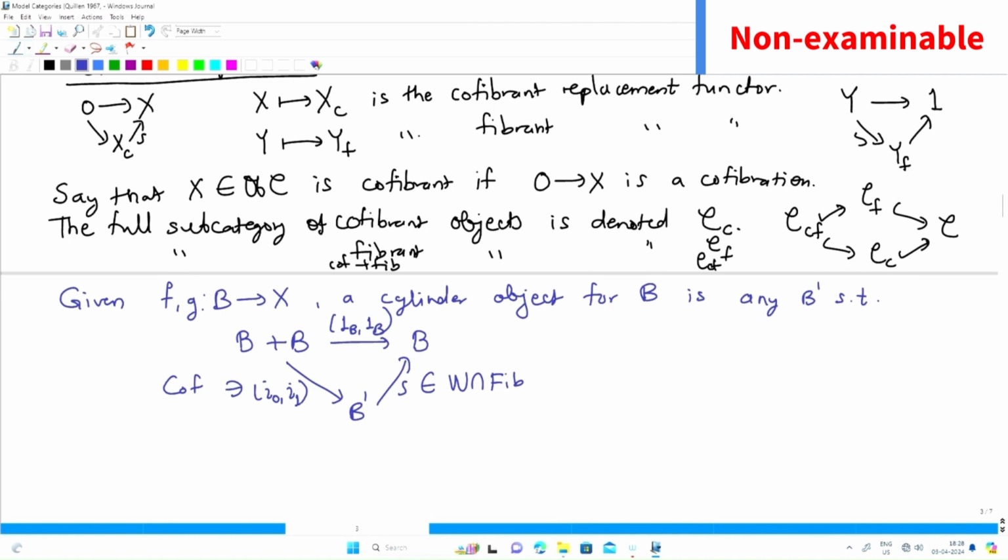A cylinder object is something that lies in the middle. Now think about it topologically. What's happening? We are given two different copies of B. This is a visual thing. Two different copies of B, and I have a map onto B.